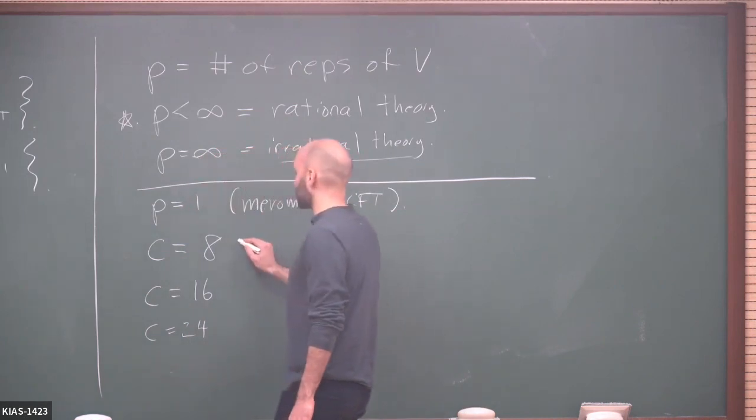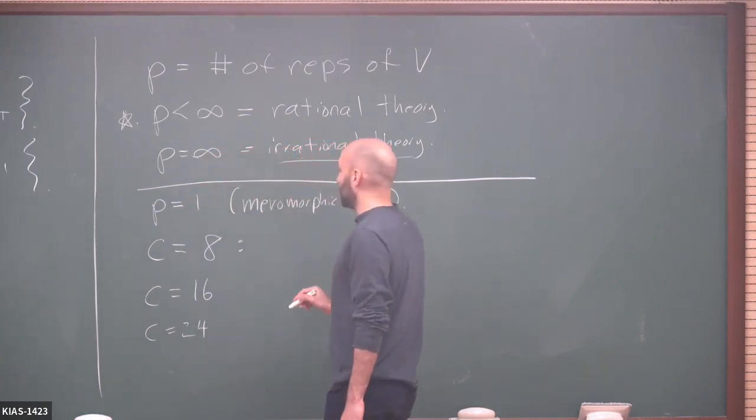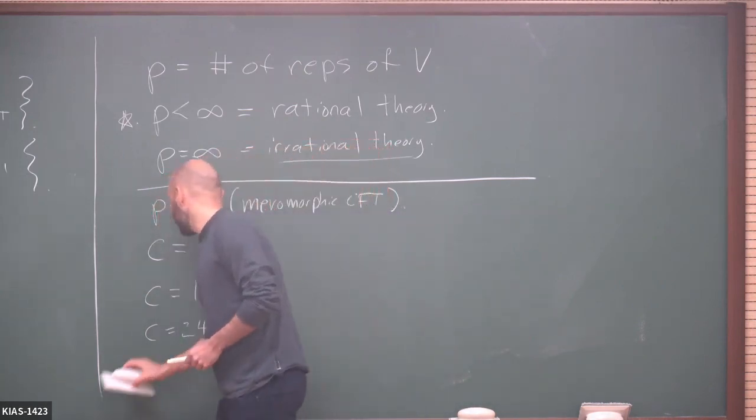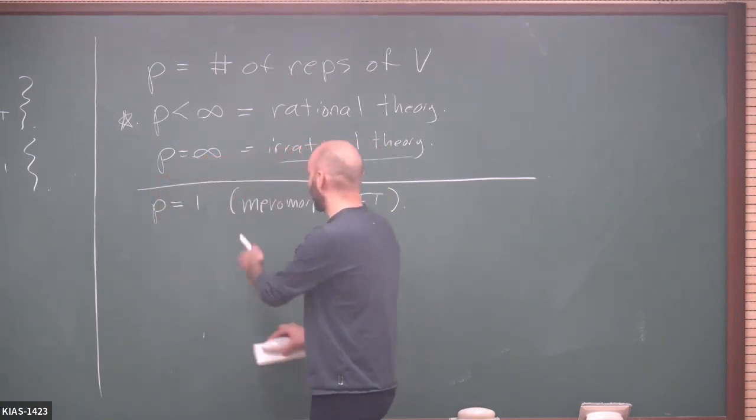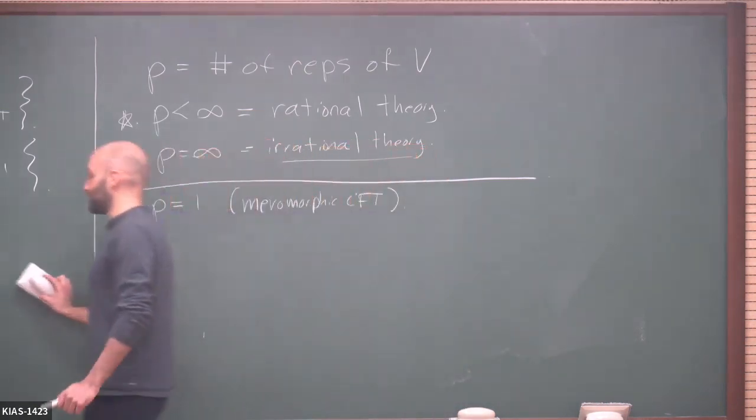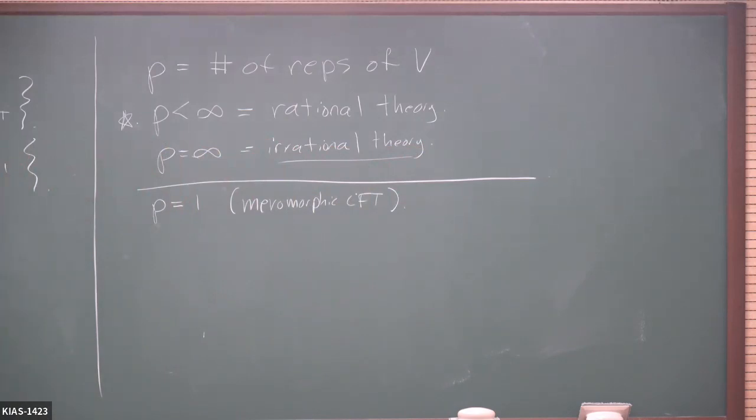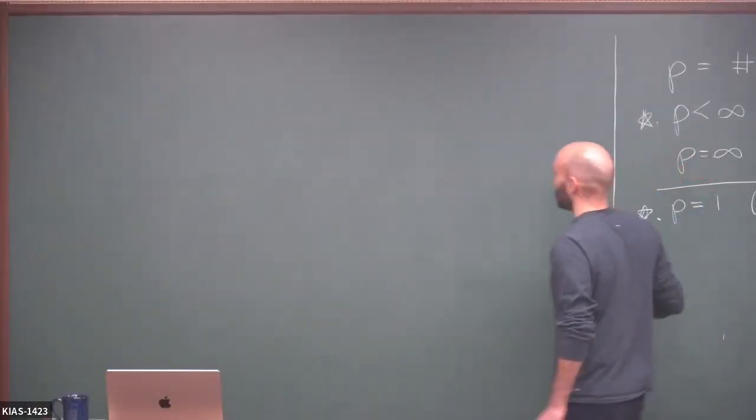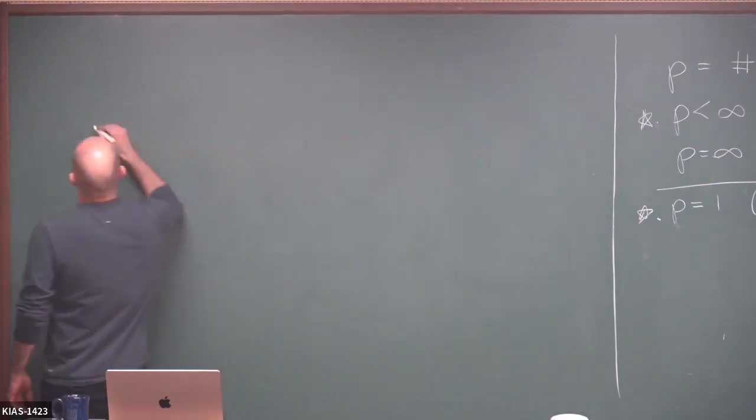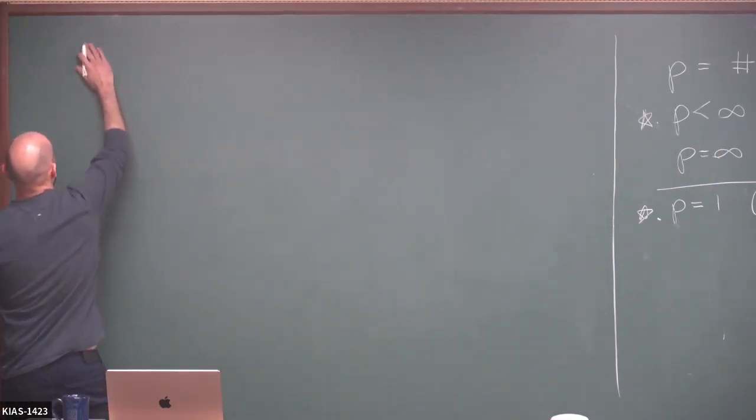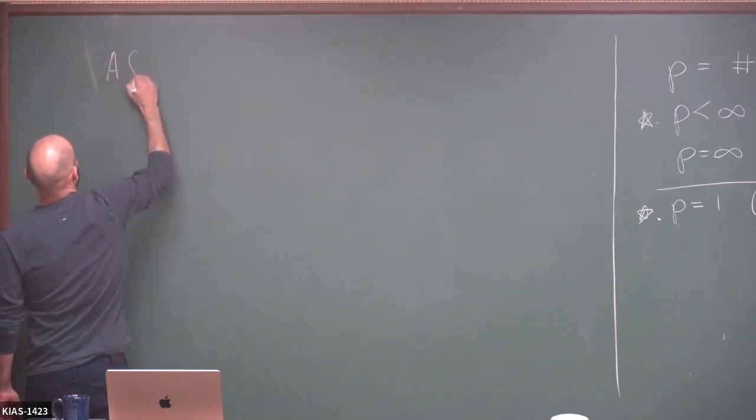So central charge 8. Actually, sorry, before I, so in order to tell you what appears in this classification, let me quickly introduce a class of models that will be very useful for everything I have to say from now on. So we'll come back to this in a second. So I need to tell you what an affine Kac-Moody algebra is.